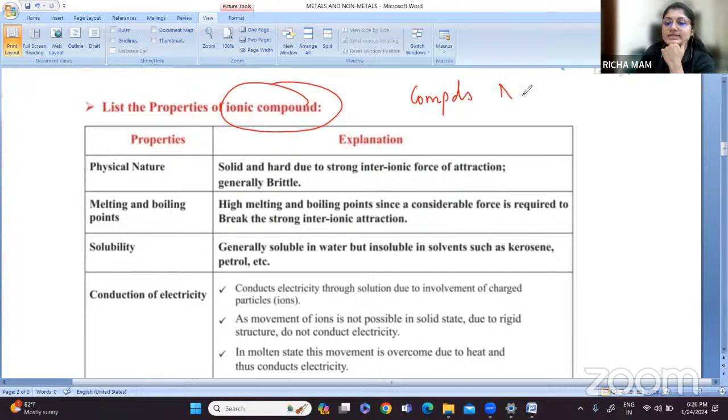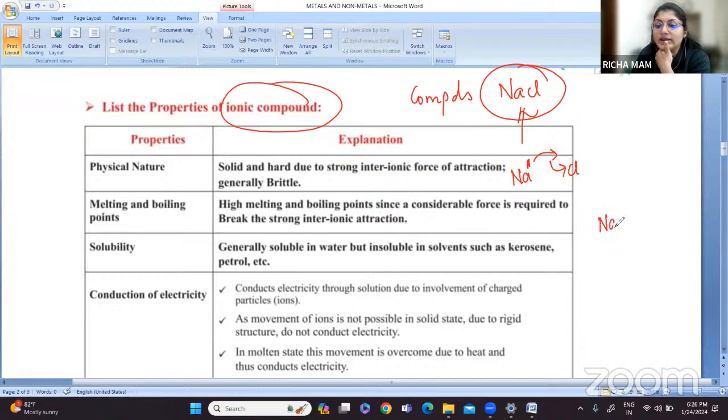Suppose I take NaCl. This is an ionic compound, sodium chloride. What does sodium do? Sodium has one electron in its outermost shell, so when it gives this one electron, it will be in its stable state. On the other hand, chlorine wants one electron so that its outermost electronic configuration can be completed. So chlorine will take this one electron. This will give and this will take.